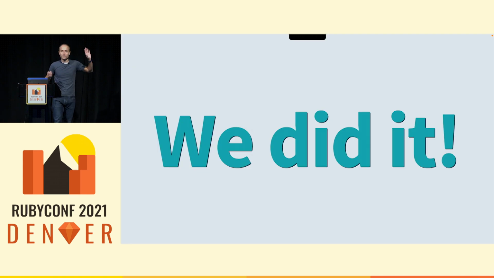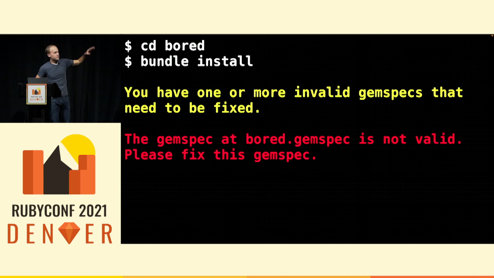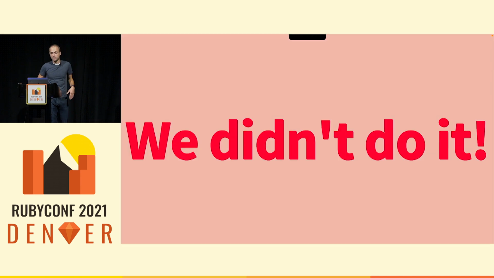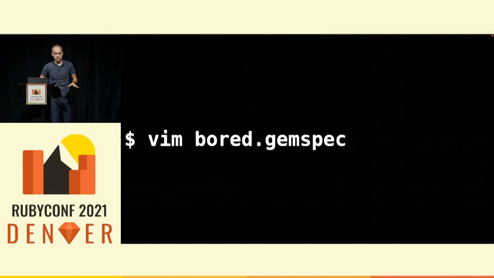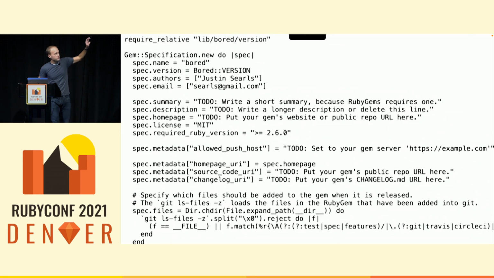All right, so we did it. We created the new gem. So let's run bundle install. And there are these warnings, now an error, saying that the gemspec is invalid because there are all these to-dos in there. So we don't actually have a working gem yet. So let's pop into the gemspec. And when we do, we can zoom in and you can see there are all these to-do items. We just have to work through each of those.